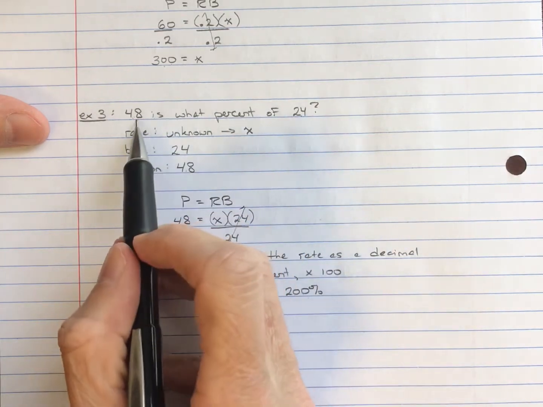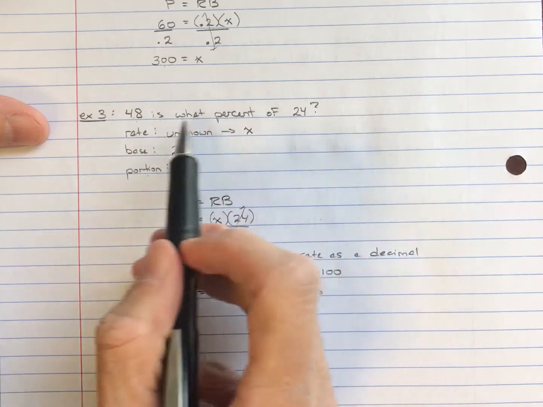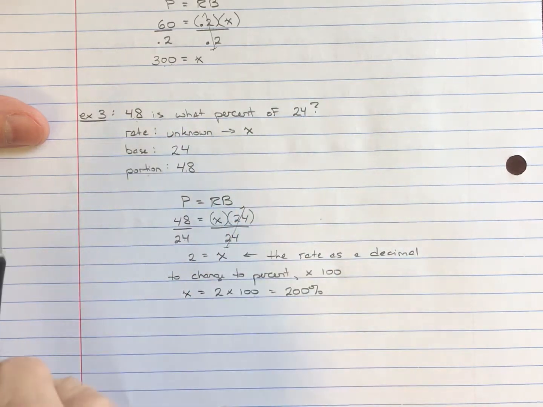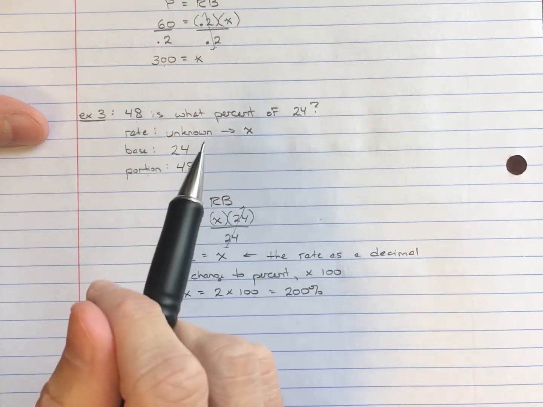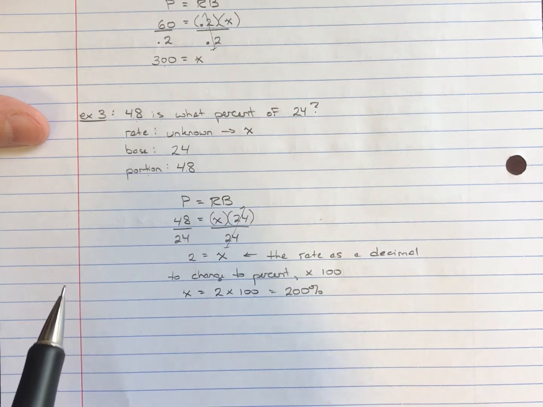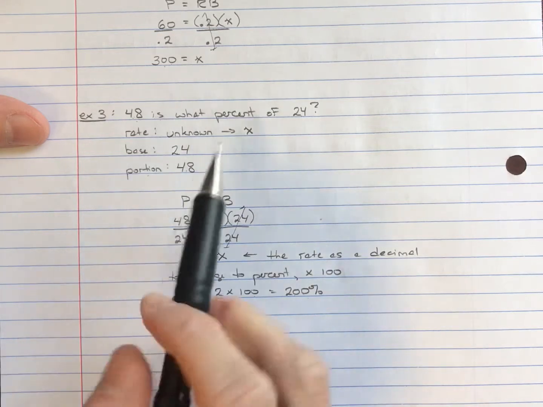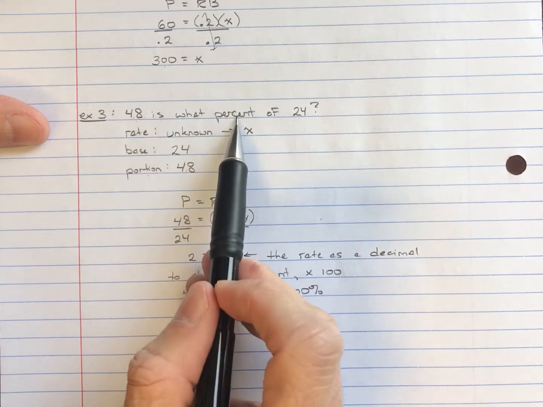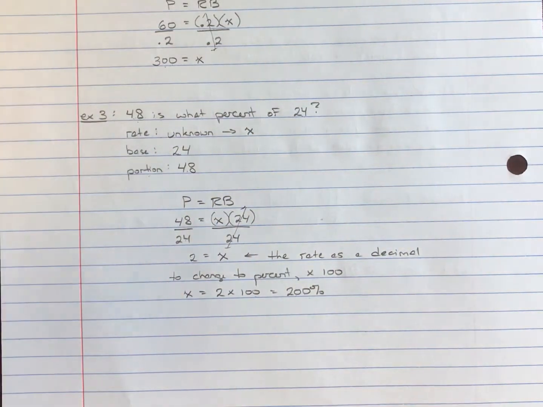Okay, so 48 is what percent of 24? 48 is 200% of 24. It's larger than 24. The portion is larger than the base, which tells you it's greater than 100. So 200 fits. 48 is 200% of 24.